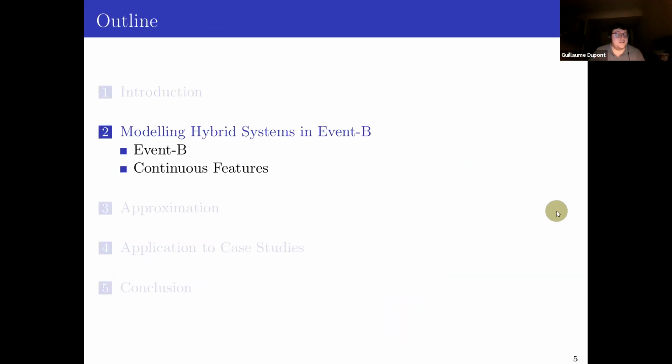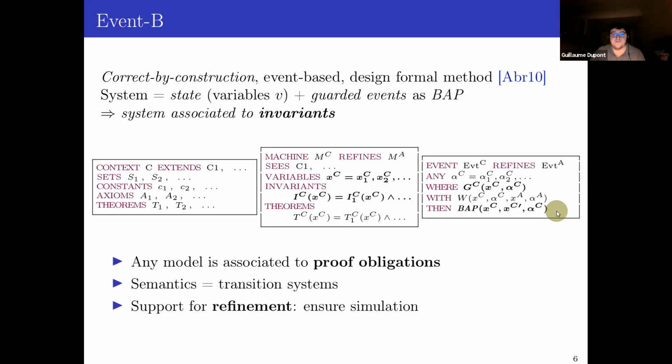All right, so let's talk a little bit about Event-B, a little bit, don't worry. Event-B is a correct-by-construction event-based formal design method by Jean-Raymond Abrial, the inventor of B, its predecessor. In this formalism, we represent a system by a state, which is a set of variables, and a set of events. Each event is represented as a before-after predicate, or BAP, which is basically a predicate that links the value before the event with the value after the event. Any system can be associated with a number of invariants, which are predicates that must be true at all times on the system.